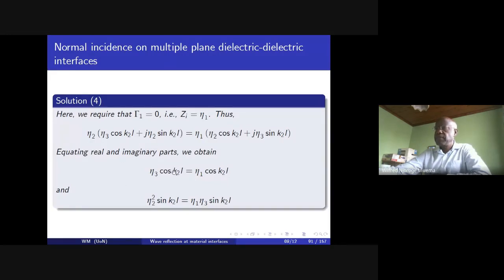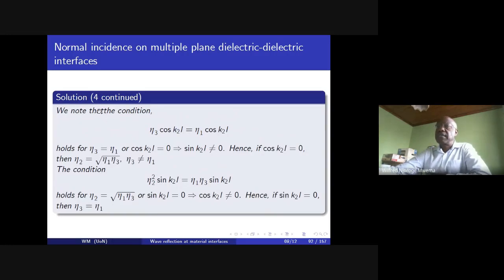So we have two equations: eta 3 cos K2L is equal to eta 1 cos K2L, and for the imaginary part, eta 2 squared multiplied by the sine of K2L is equal to eta 1 multiplied by eta 3 and the sine of K2L. So this comes from that equation there. And we shall see the conditions for which these equations hold.